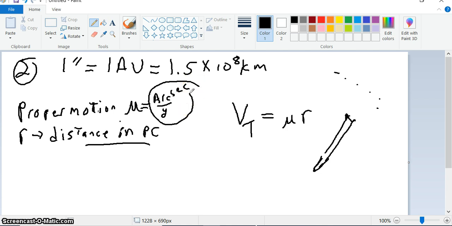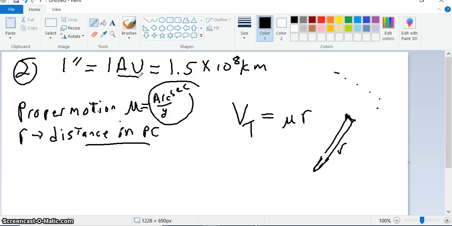And then if you know the distance to the star, r, you multiply the angle per year times the distance, and you have to convert the distance from parsecs to kilometers, of course. We do that here. So 1 arc second of sky, if you look out there and you see 1 arc second of sky, the distance that it's covered is 1 astronomical unit, right?